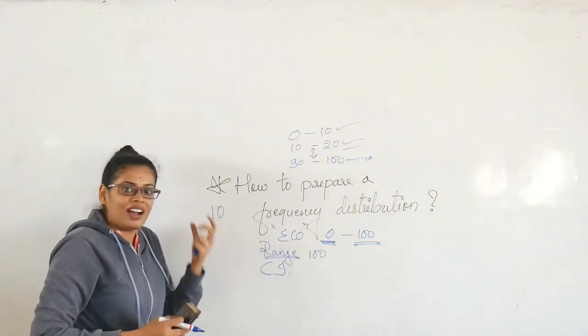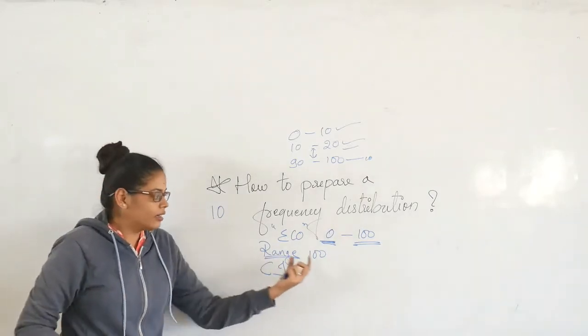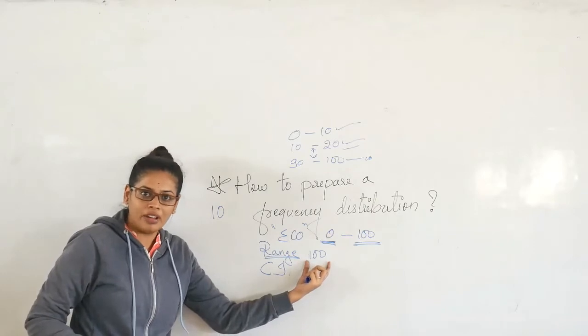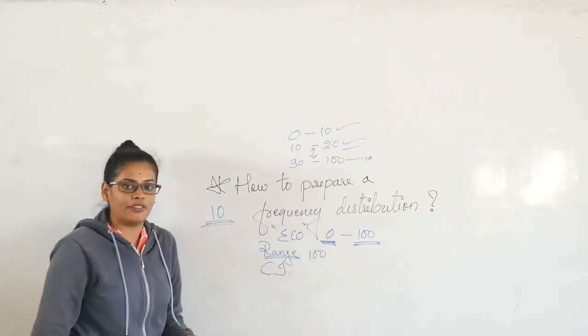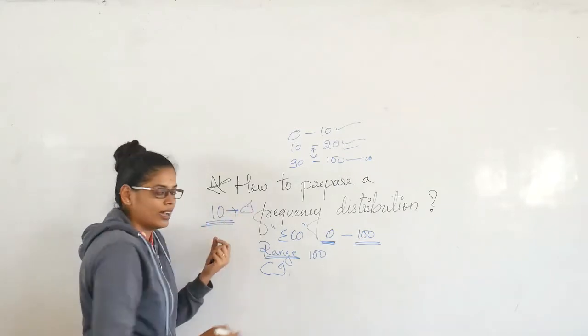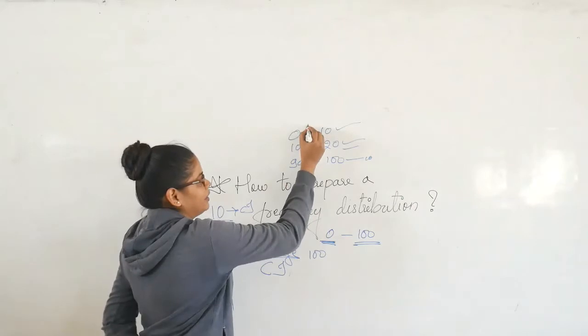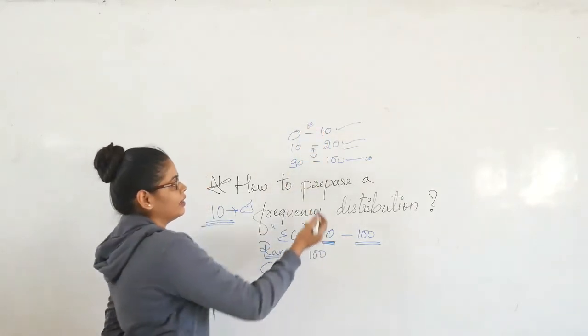So we decided how many classes we have to make, depending on the range we have got. When you have decided the number of classes, it will be easy for us to make the class intervals, which we have 10 here. How did we find the class interval?